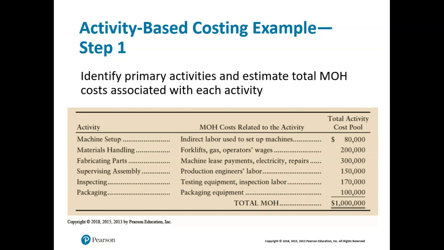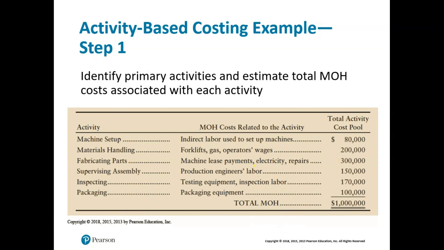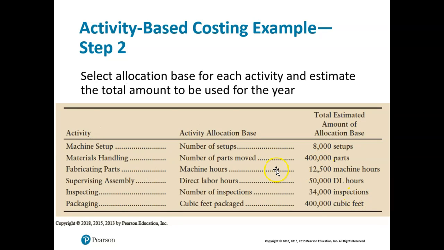So let's go back here. We've got $80,000 in machine setups, and we've got 8,000 setups. So we take the 80,000 divided by 8,000 and get $10 per setup. Material handling is based on the number of parts moved, 400,000 parts. Material handling costs were $200,000. So 200,000 divided by 400,000 parts is 50 cents per part. Then fabricating parts is based on machine hours, which makes sense.